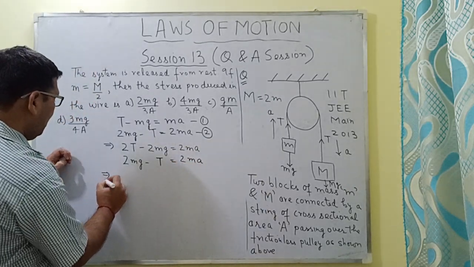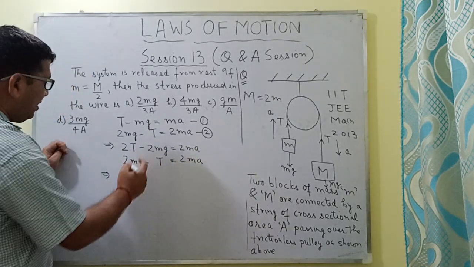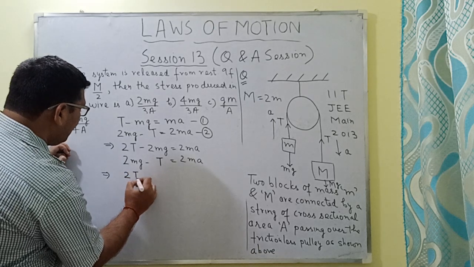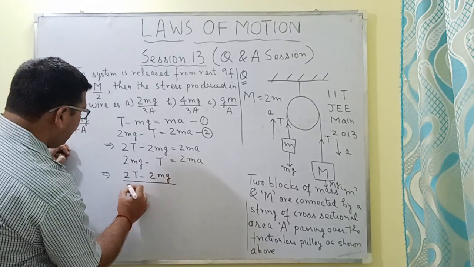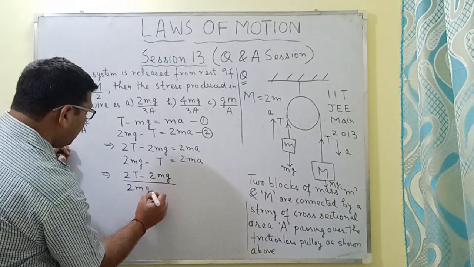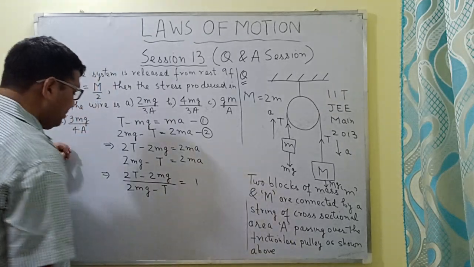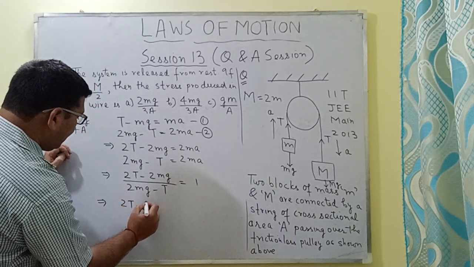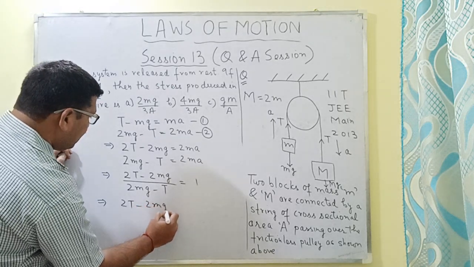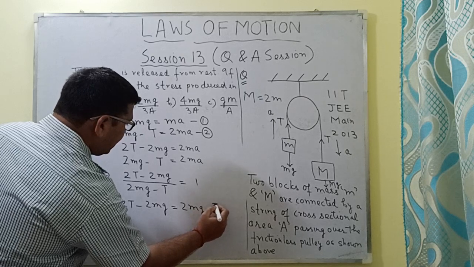Now if I divide both these equations, then what I will be getting is 2T minus 2mg upon 2mg minus T. This will be equal to 2ma divided by 2ma, that is equal to 1. So it implies that 2T minus 2mg is equal to 2mg minus T.